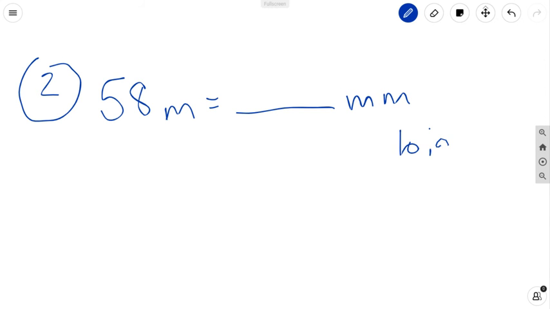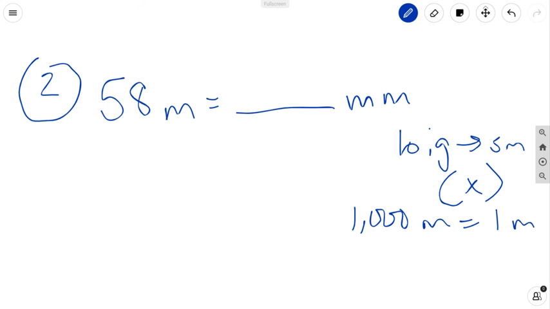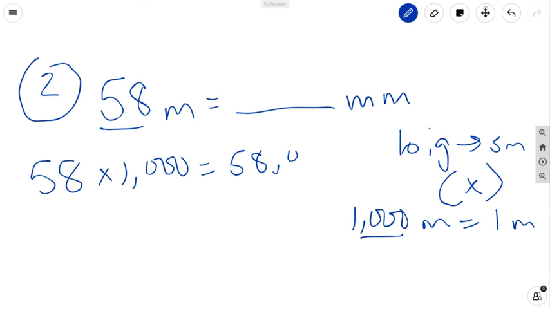We're going from big to small, which means we're going to multiply. And then there are 1,000 millimeters in 1 meter. So we're going to multiply 58 by 1,000. That's going to give us 58,000. That was kind of easy. 58,000 millimeters.